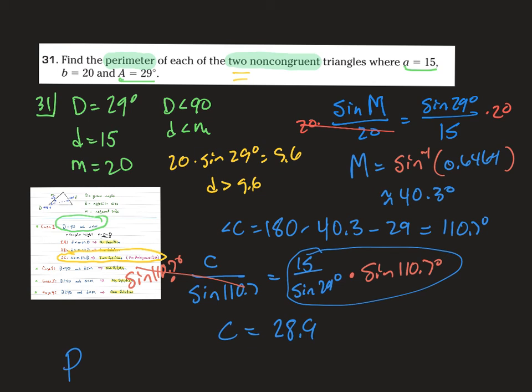And then the perimeter, P, is going to be the sum of the three sides. So 15 plus 20 plus 28.9, and that's going to equal 63.9. So 63.9 is the perimeter for one of the triangles. We have to do this all over again, although it's going to be much faster, to get the perimeter for the second triangle. So I've run out of space here. We'll get that on this next slide.